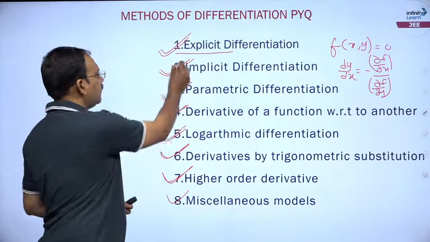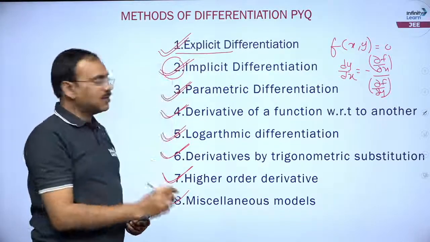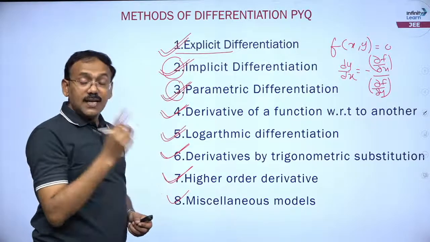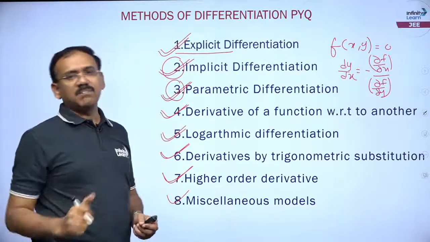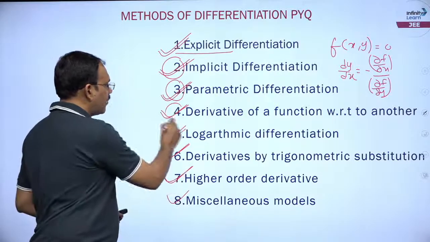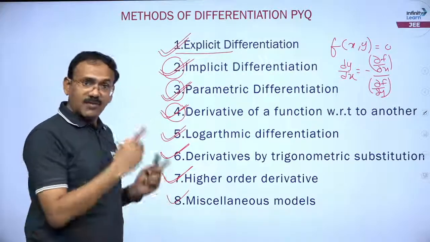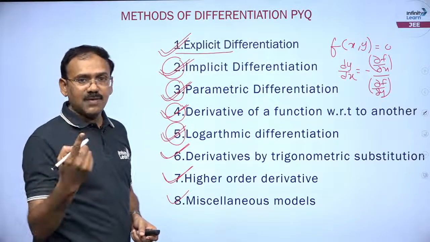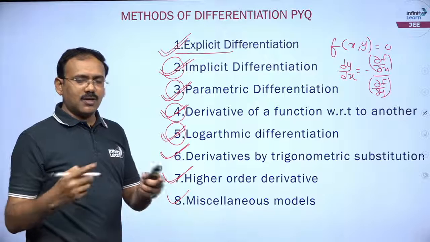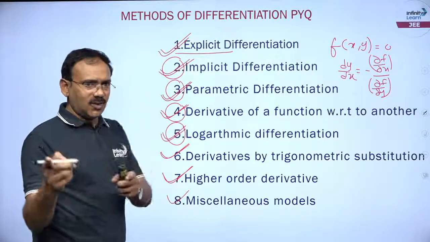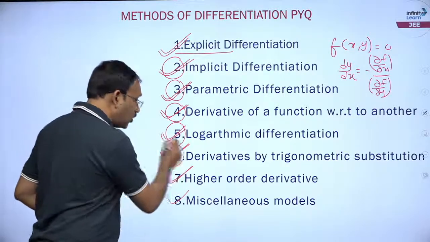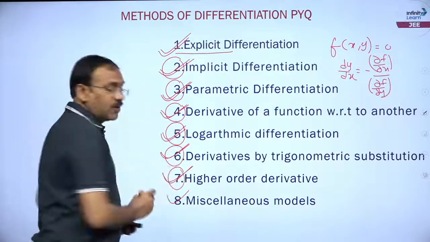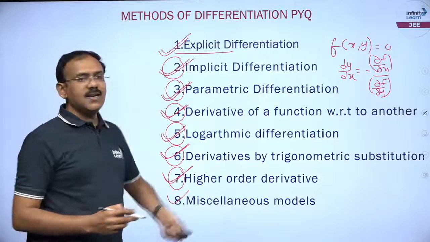Then implicit differentiation, I have already given the shortcut. Parametric differentiation, in this second derivative is the most important one. Then derivative of a function with respect to another, we have done some questions. Logarithmic differentiation when variable power variable is given, or sometimes products converted into addition also we use, but that is a rare case. Then derivative by trigonometric substitution also we have done n number of questions. Higher order derivative we have seen, second derivative, miscellaneous questions.